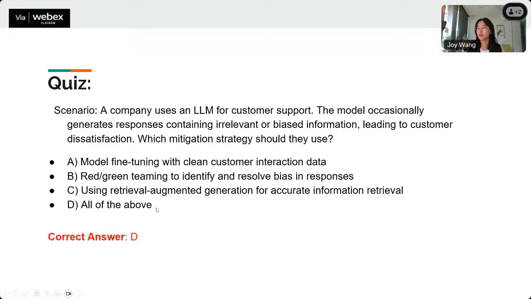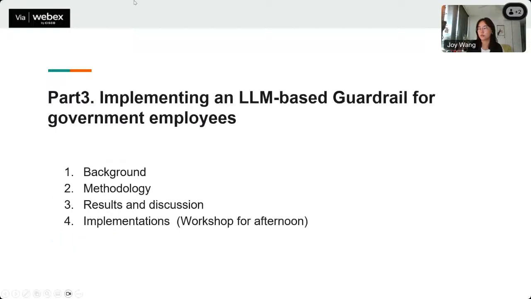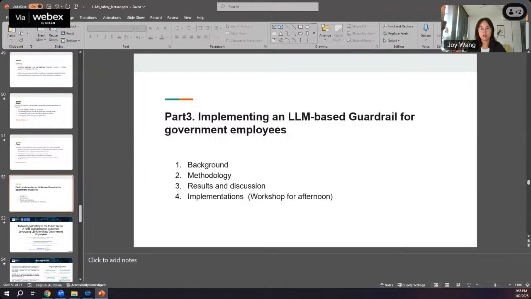Okay, so all of them are effective match strategies they can use for this company. It depends on how many resources they have and how many resources they want to investigate. So now we come to the third part.